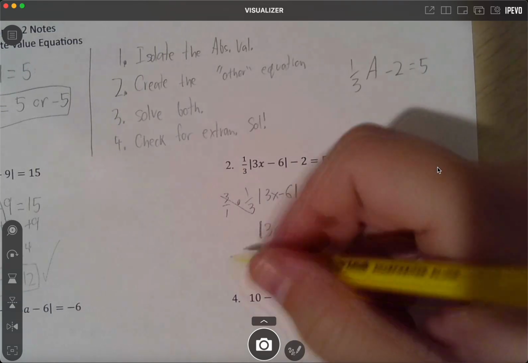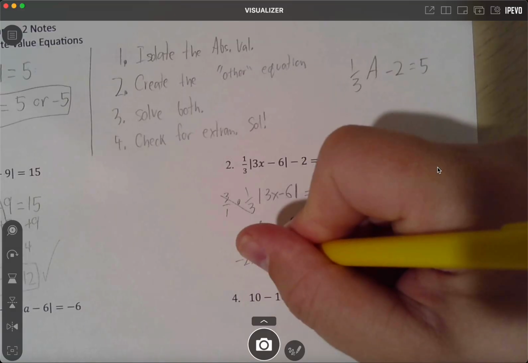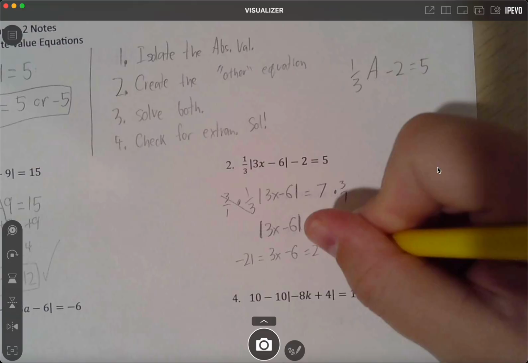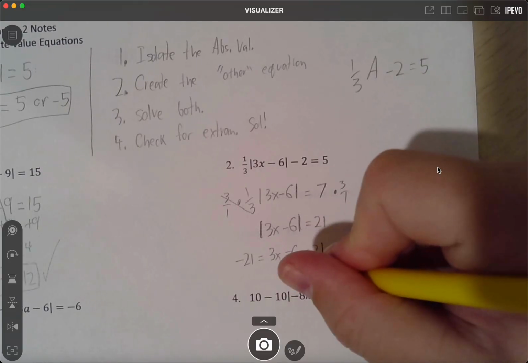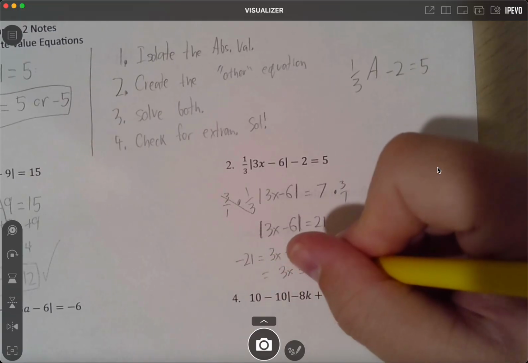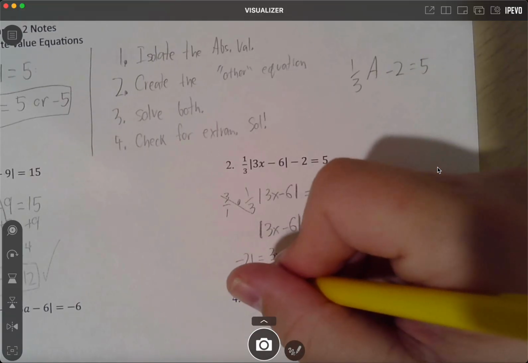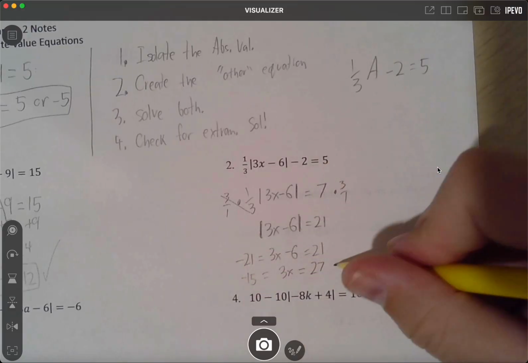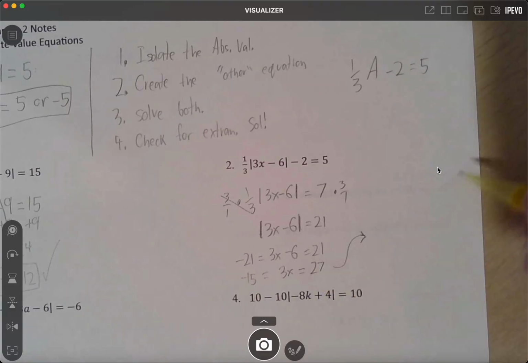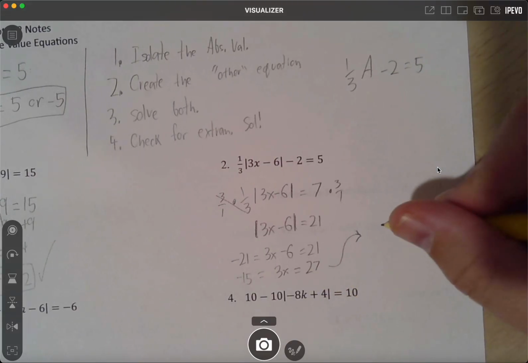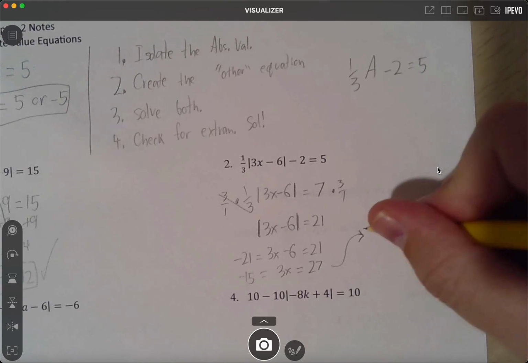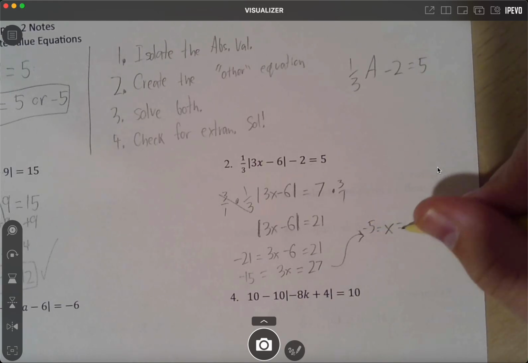Now you solve like before, so we create that second equation, negative 21 with my 3x and my minus 6 equals 21. If I add 6 everywhere, I'm kind of running out of space. So if I add 6, I get 27. If I add 6 here, I get negative 15. Careful, again, that mental math. From there, I just need to divide both sides by 3. This time I won't put them both on the same side, but it works the same. I've got a negative 5, and I've got a 9.